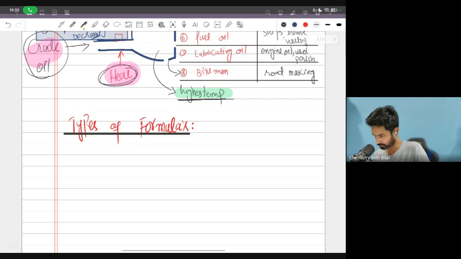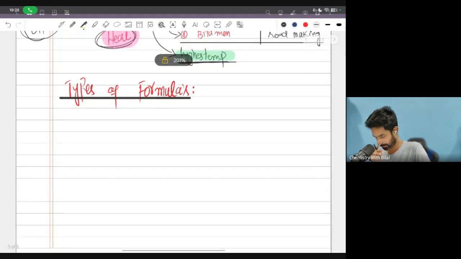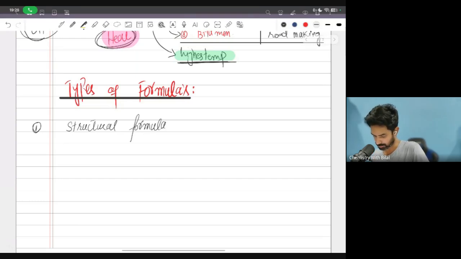In organic chemistry, we have two more types of formulas. Let's begin with the type of formula. The first type of formula is basically structural formula. For example, in organic chemistry, we have various different compounds. Let's say a compound with a formula of C4H10. We will see what we call it shortly. But there is this compound which is called C4H10.